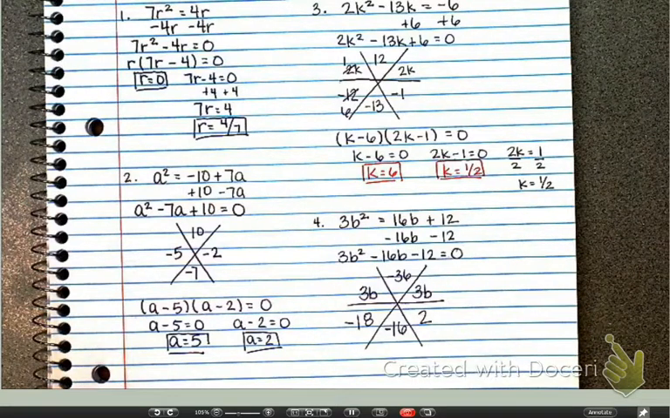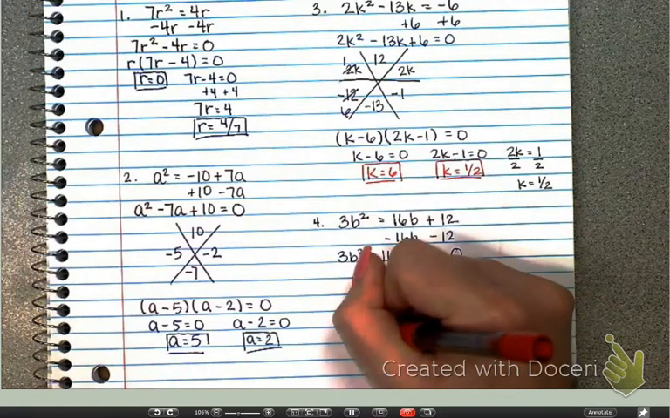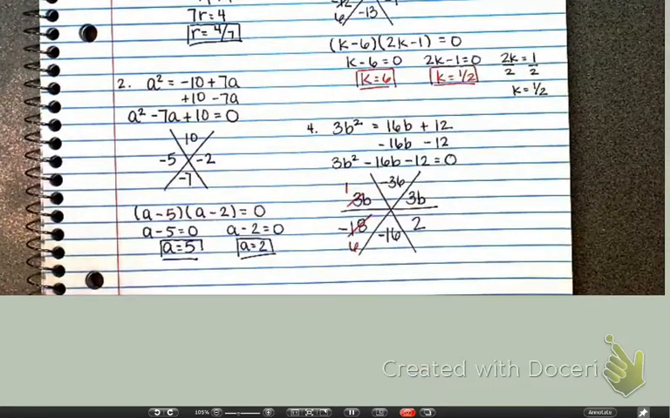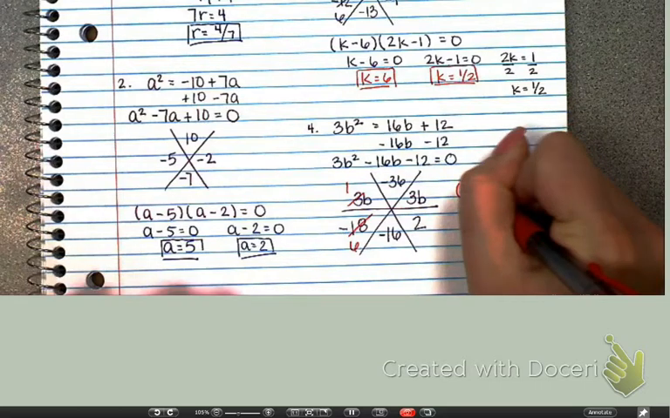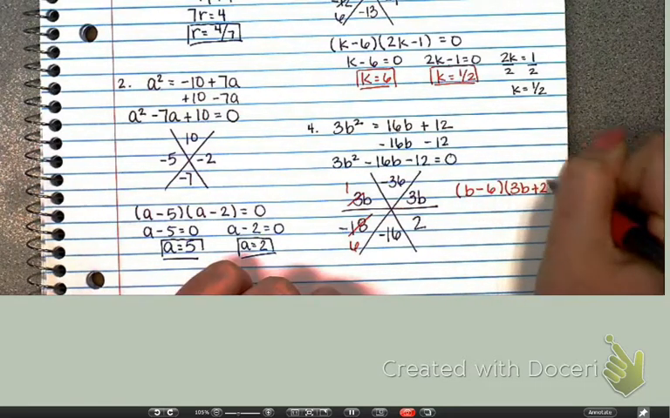Wait, don't they both have to be? Negative 18 times 2 is negative 36. Negative 18 plus 2 is negative 16. Now I can reduce. That becomes 1 and 6. This side does not reduce. So I'm left with, I'm going to write it over here, b minus 6 times 3b plus 2 equals 0.